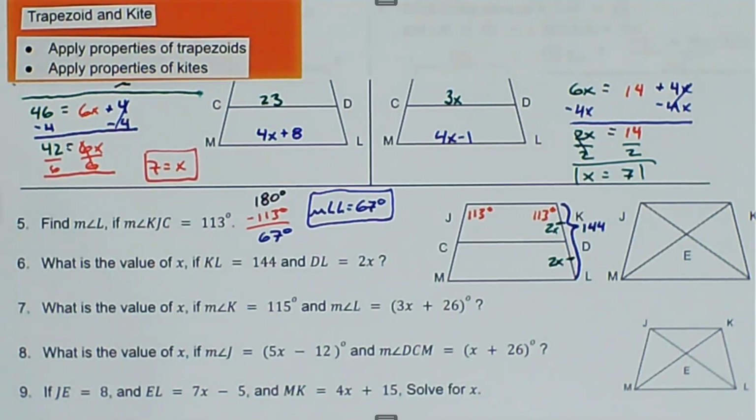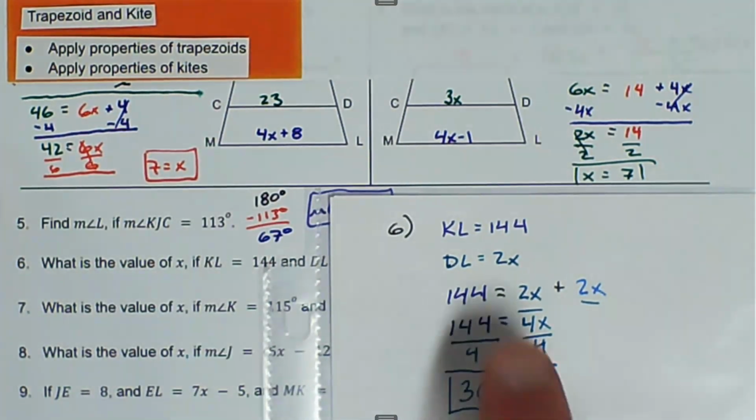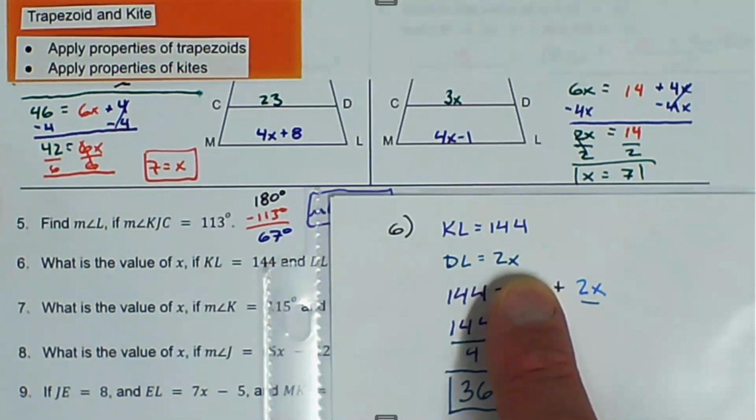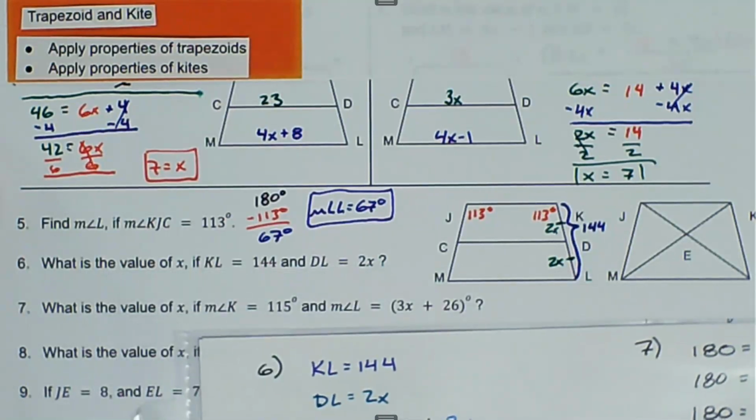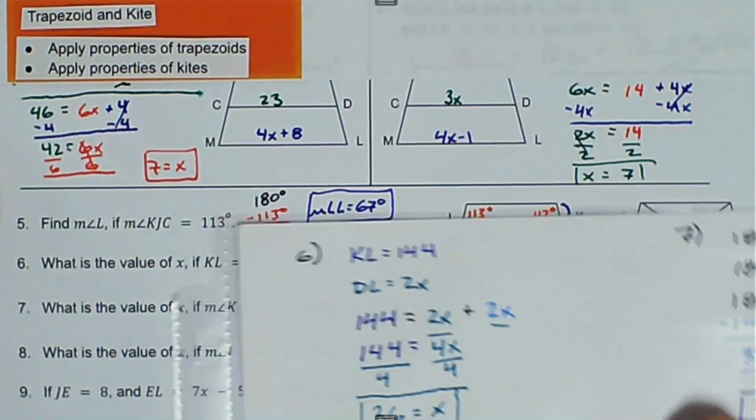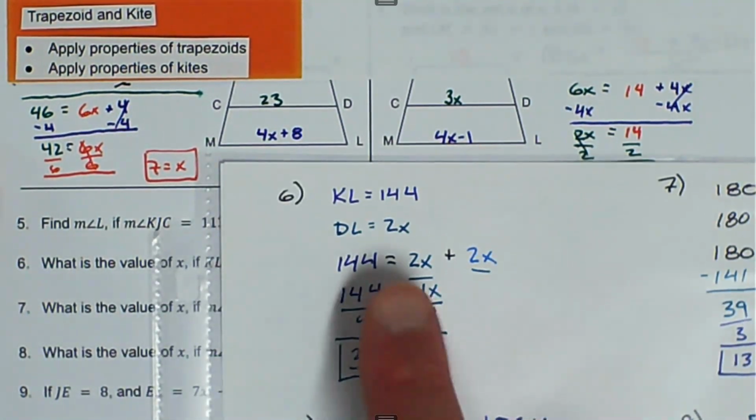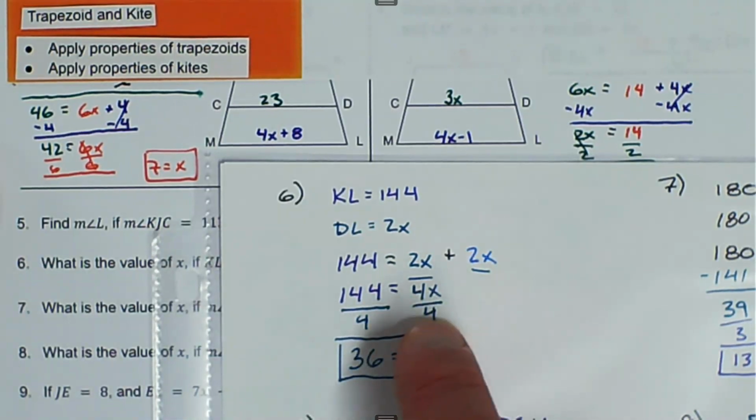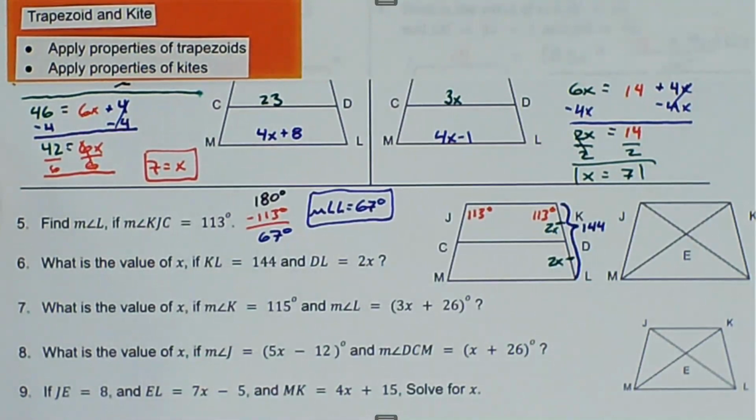So I've worked this one out already for number 6. We know that KL is 144 and DL is 2x. Based off the drawing, we know that 144 is equal to 2x plus 2x. Combine like terms, and we get x is equal to 36.